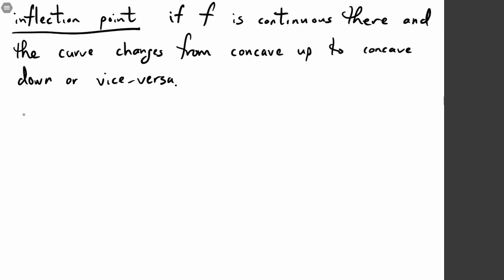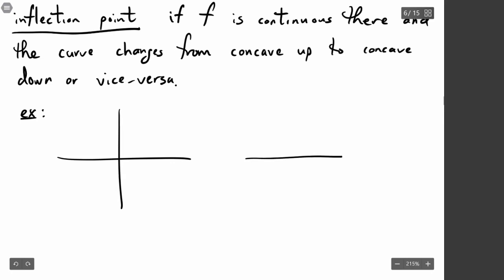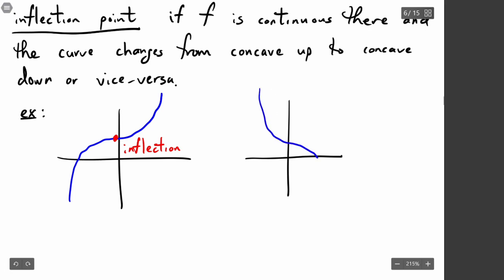The typical examples of that are cubic functions here. This starts concave down and switches to concave up. This right here would be an inflection. We could also have this graph going the other way. It starts concave up and then switches to concave down. Here you would have your inflection.